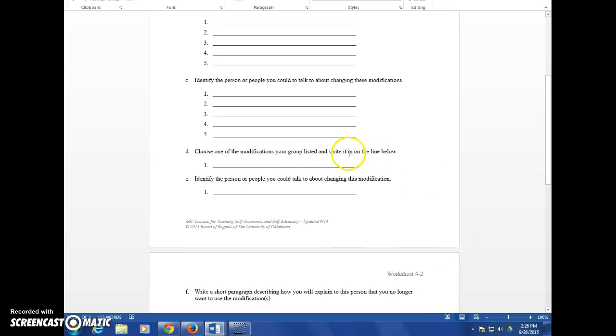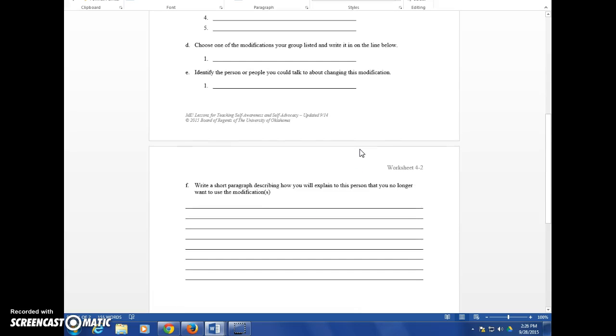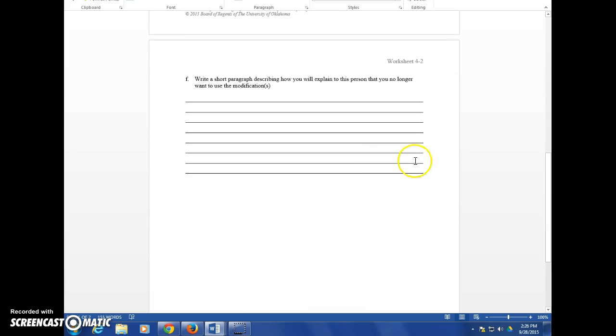Choose one of the modifications your group listed and write it on the line below, and identify the person or people you could talk to about changing the modification. You're just redoing A, B, or B and C there. And then on F, write a short paragraph describing how you'll explain to this person that you no longer want to use the modification.